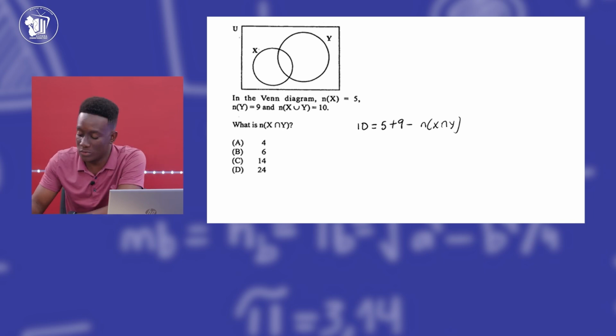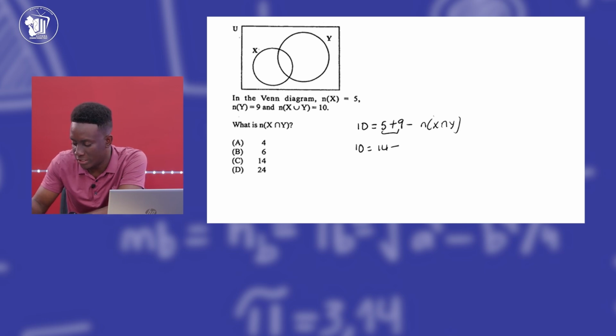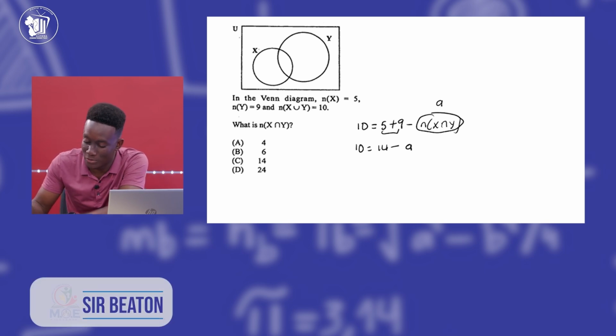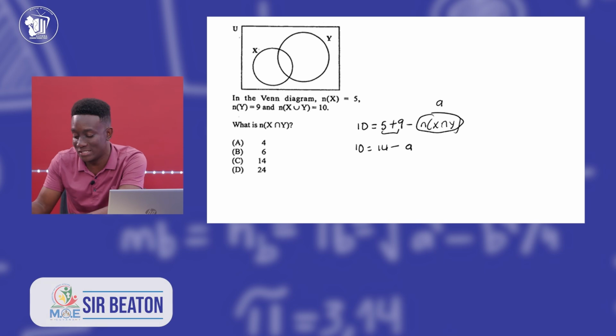So all we need to do now is solve this question. 5 plus 9 would be 14. So 10 is equal to 14 minus, this is kind of difficult, right? Let me just call this A. So 14 minus A. I'm just writing A because it's too lengthy to write the number of elements in X intersect Y. So we're solving for A, which will give us the number of elements in the intersection.